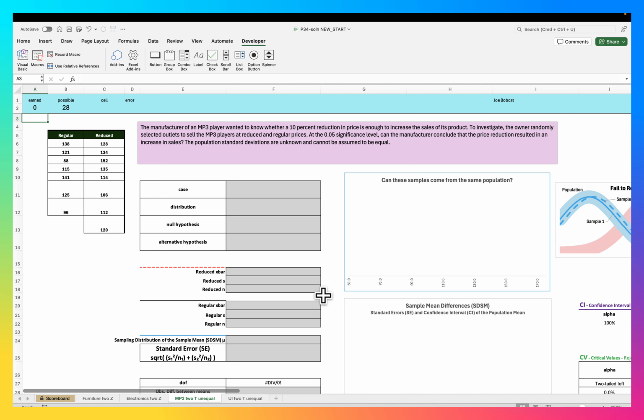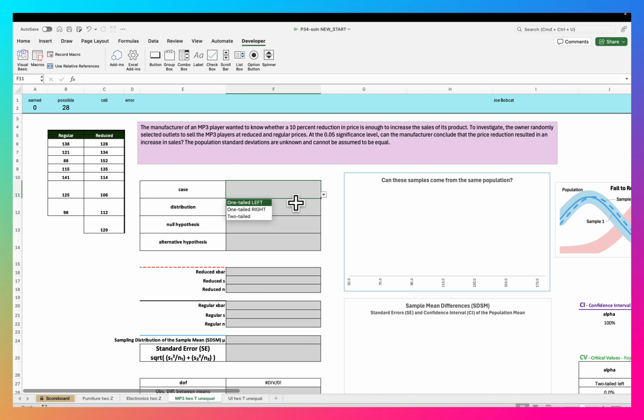The manufacturer of an MP3 player wanted to know whether a 10% reduction in price is enough to increase the sales of its product. To investigate, the owner randomly selected outlets to sell the MP3 players at reduced and regular prices. At the 0.05 significance level, can the manufacturer conclude that the price reduction resulted in an increase in sales? The population standard deviations are unknown and cannot be assumed to be equal. So that's why these tabs are called t-test unequal, because it's unequal variances. We'll actually see that.